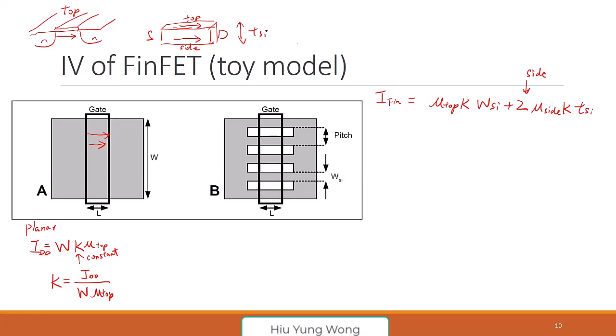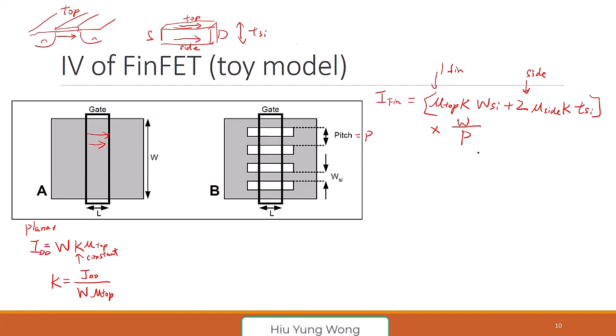Right, this is for one fin. But then I have many fins. How many fins do I have? It is about equal to the total area divided by the pitch. So if my pitch is 1, my W here is 10, then I can put 10 fins, right? And so this is the total current that I have.